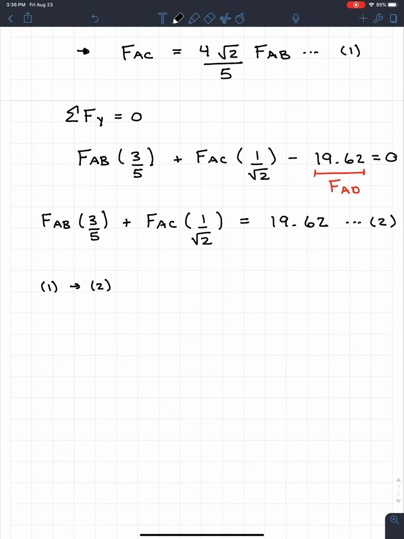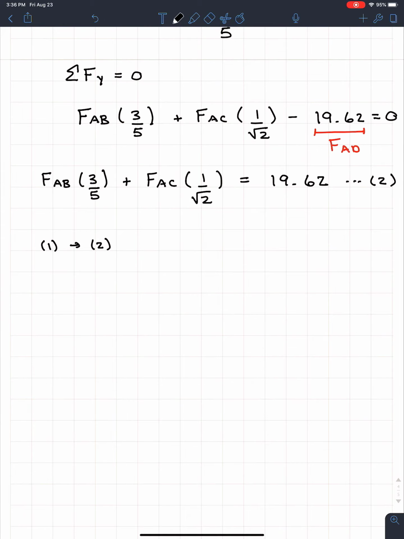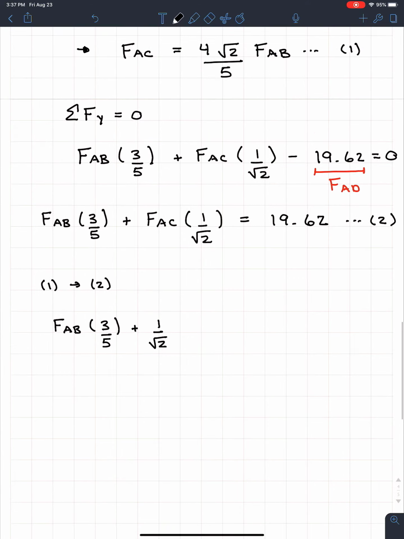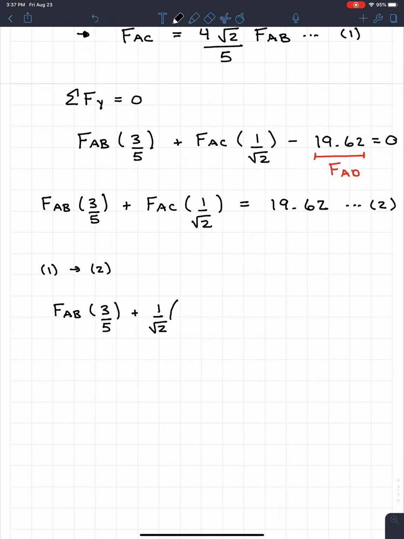And by doing this, what we're going to get is this. So we're going to get FAB times 3 over 5, so that does not change because we're going to have everything in terms of FAB, plus 1 over root 2 times FAC, but if we look up here, we have an expression for FAC, so what I'm going to do is I'm just going to put a big bracket, 4 root 2 over 5, and the brackets, oh, and this is of course FAB, is equal to 19.62.